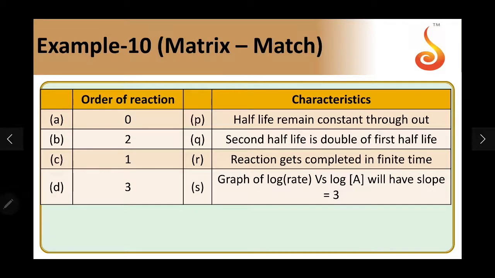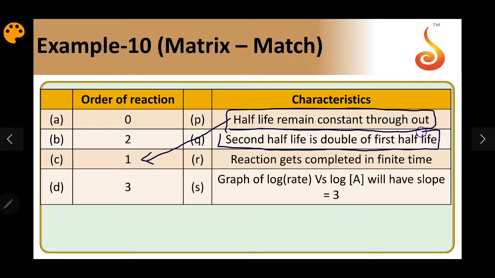Example 10. So this is a matrix match type of question. So order of the reaction and characteristics is also conceptual. We can make out here only. So first, zero order. If I take P, Q, R as statements, half-life remains constant throughout. This is definitely a match for first order. Second half-life is double of the first half-life. Just now we derived that 75% completion is 3 times the half-life for second order.